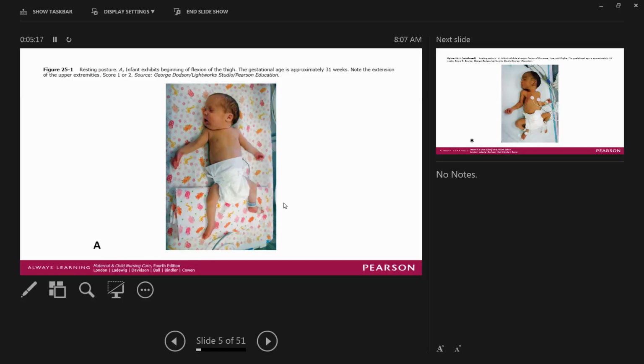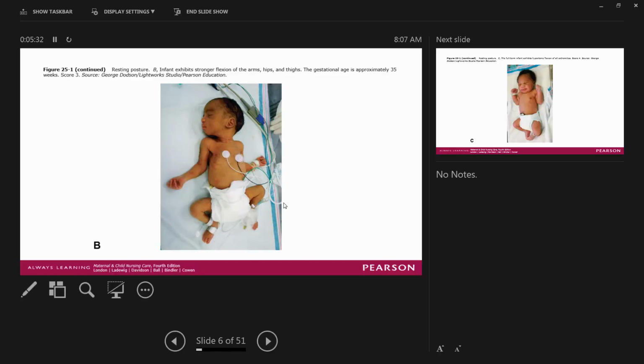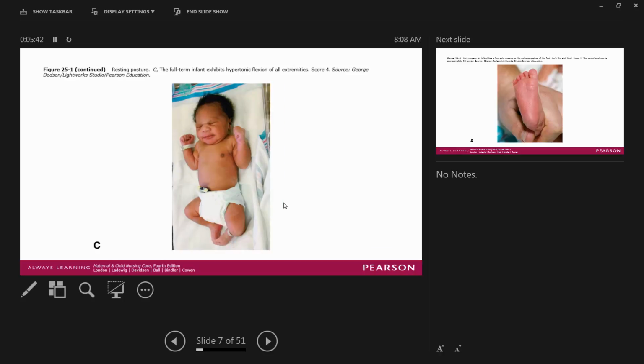male and female. So this baby is laying there, their arms are straight, this baby's legs are straight. So the more straight they are, the more their score is going to lean towards being preterm. Okay? Here's another example. The legs are a little bit flexed, the arms are slightly flexed, but this still would be a preterm type score. Here's a baby all flexed up. Okay? So this is a more term looking baby.